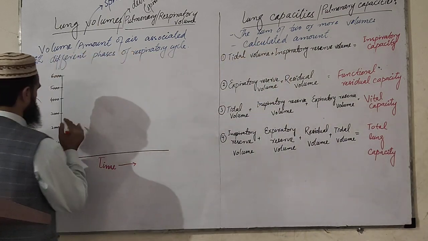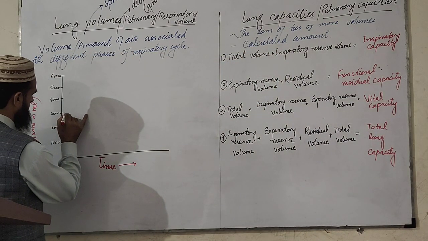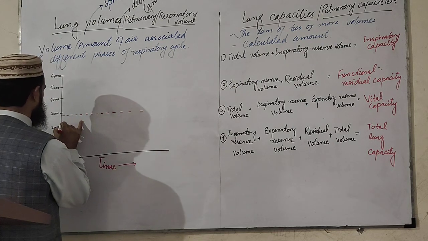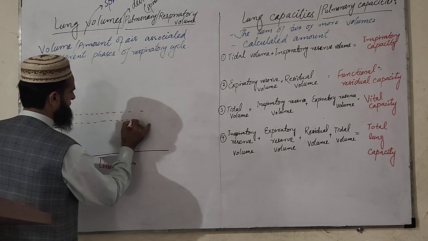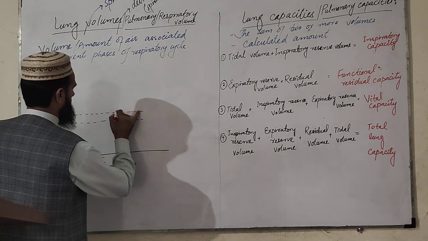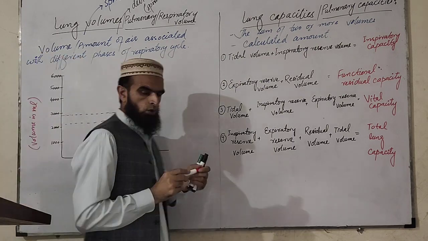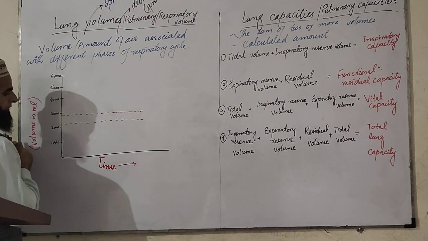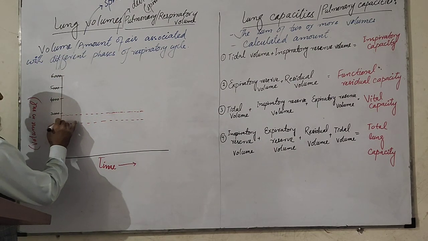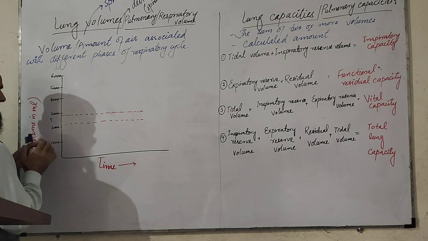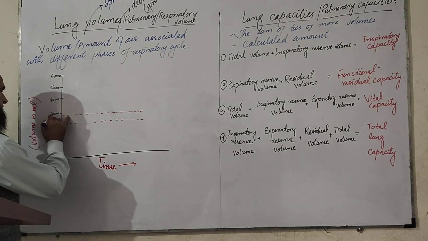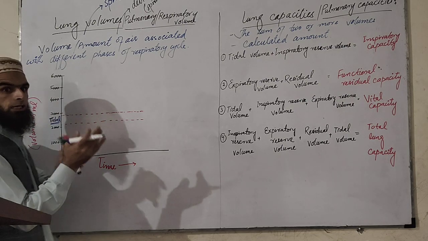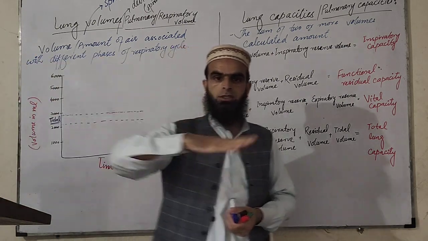We take that normal amount, which we can see with the help of this graph. This is called tidal air, tidal volume. The first one is called tidal volume. If we want to talk about that first normal volume, it is called tidal. Tide means waves.